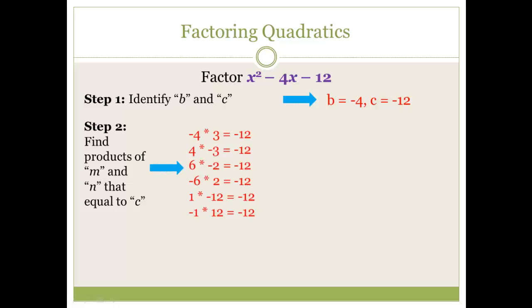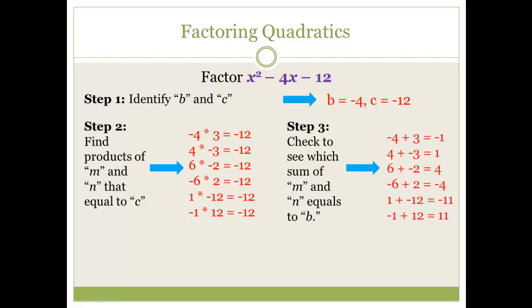This is a list of all numbers m and n that when multiplied equal -12. Take the m and n pairs and add them together. You're finding the pair that equals b or -4. Once you add all the pairs, only -6 and 2 equal -4.